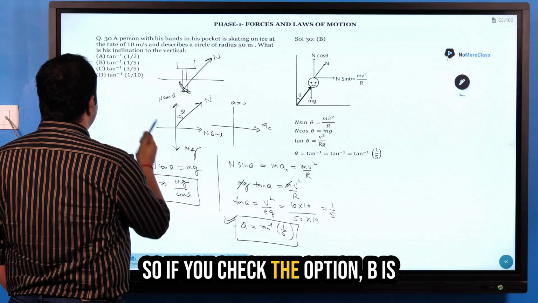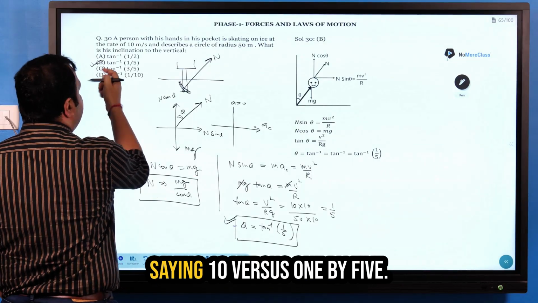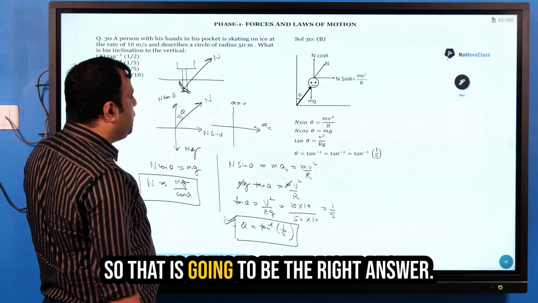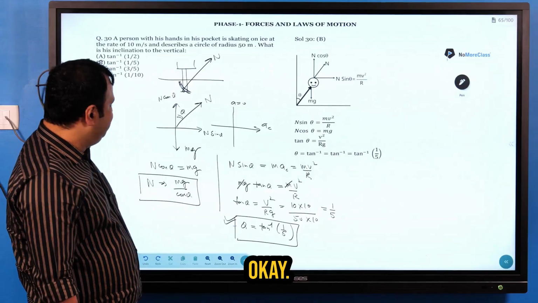So if you check, option B is saying tan inverse 1 by 5, so that is going to be the right answer. Okay. Thank you.